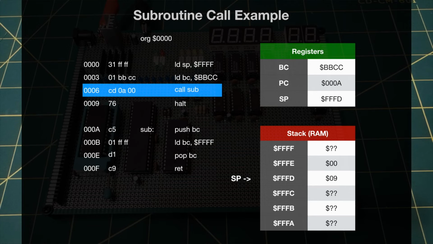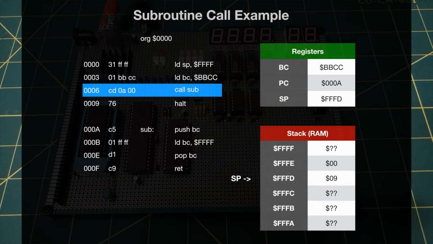And that is actually our return address for when we want to come back from the subroutine call. Now, the next instruction to be executed is the instruction that's in the program counter, and that's the final bit that the call instruction does. It loads the program counter with the address of the subroutine that we want to call. So the program counter is now loaded with 000A, and we can see that is the first byte of our subroutine.